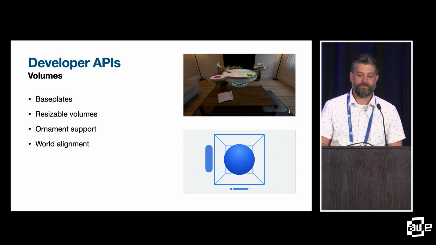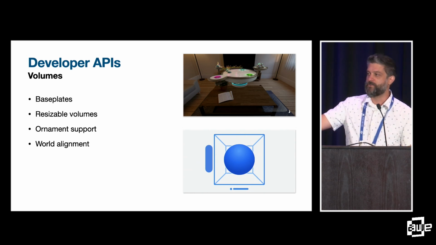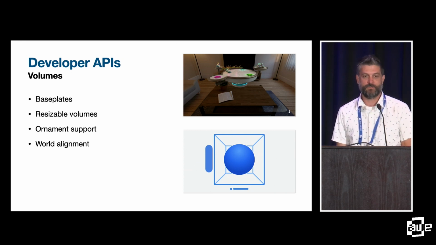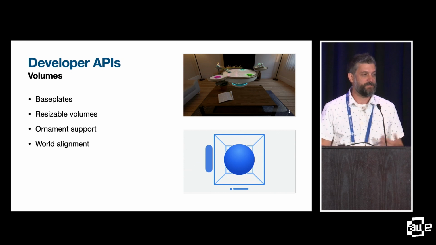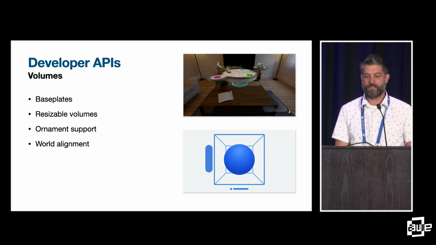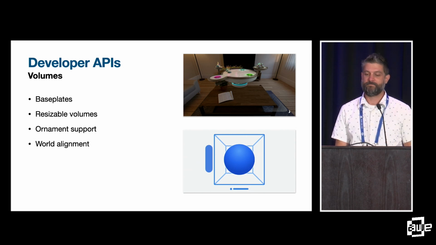With world alignment, now by default, volumes will tilt when they're dragged around. So if you have a volume and you tilt it up above you, it will actually rotate to face down towards you. And this is completely optional, so if you want, you can still maintain gravity-aligned world alignment for cases where you want your volume to remain flat.